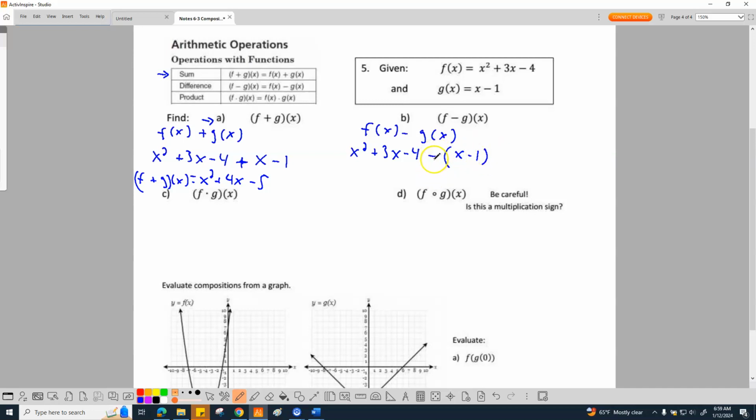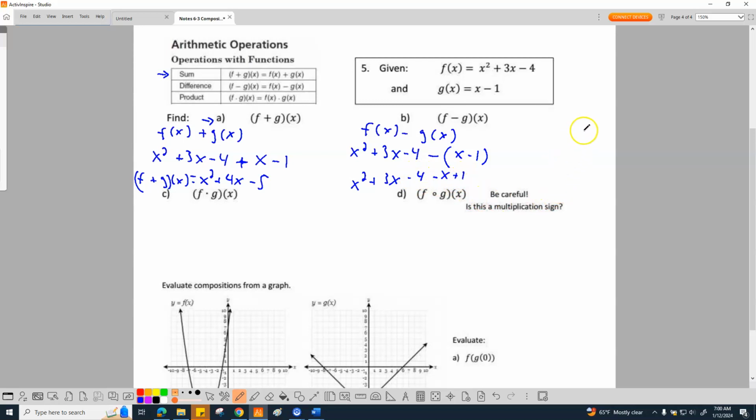So how do I distribute that? Well, pretend this is a -1. So -1 times positive x is -x. And then negative times a negative is +1. And now we're basically ready to rock and roll. And we can basically put these together. So you have x squared plus 3x minus 4 minus x plus 1. Well, it goes together, the numbers. I can see it. -4 and 1 go together.